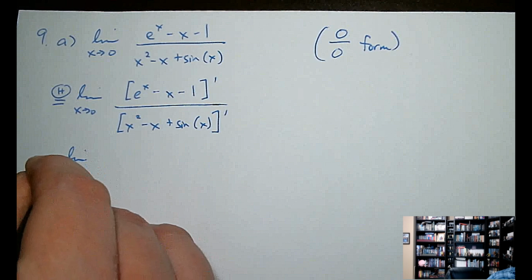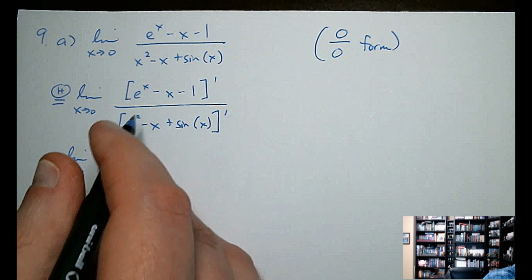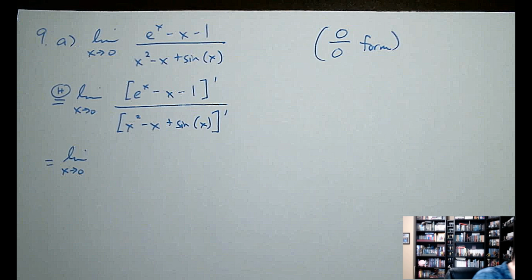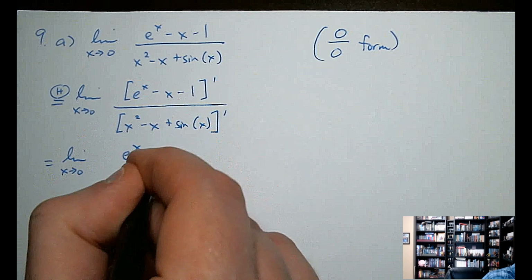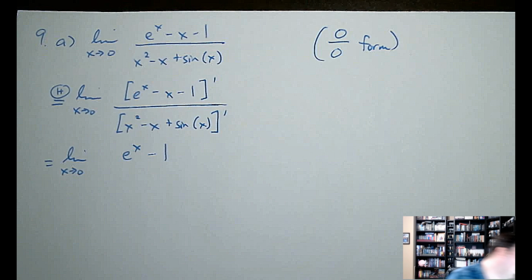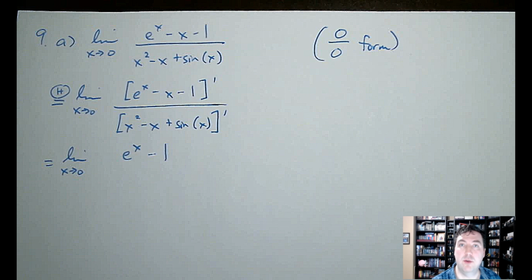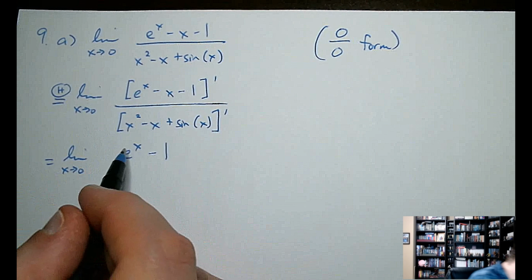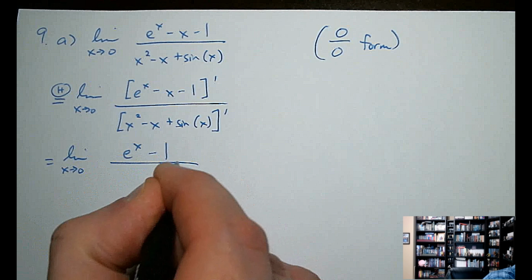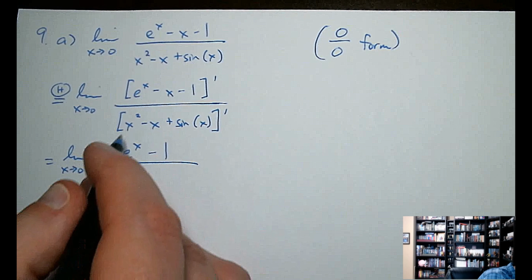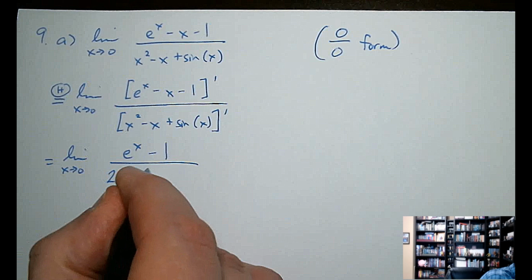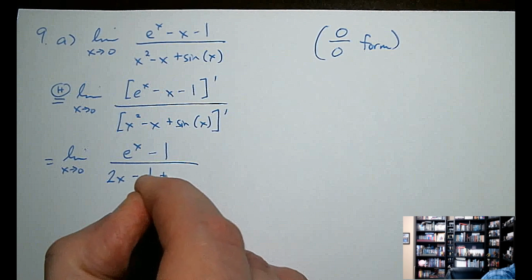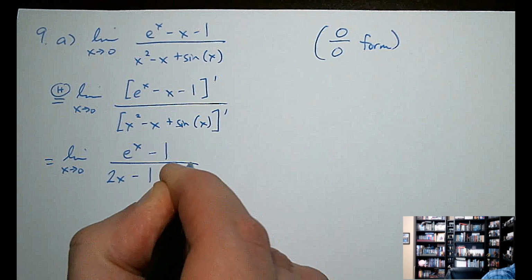So that means we're working with the limit as x goes to 0 of, let's see, the derivative on top here. The derivative of e to the x is e to the x. The derivative of x itself is just 1. And the derivative of 1, being a constant term, of course, is 0. So that leaves us with e to the x minus 1 on top. And in the denominator, the derivative of x squared is 2 times x, minus, again, the derivative of x, which is 1, plus the derivative of sine x, which is cosine x.